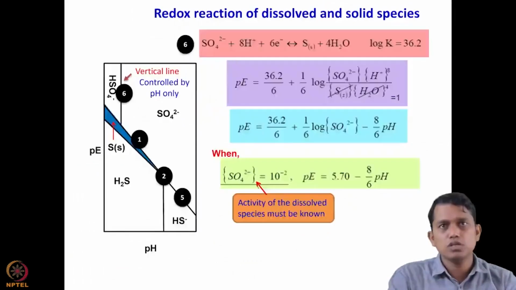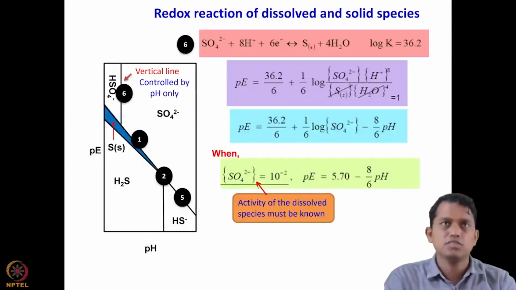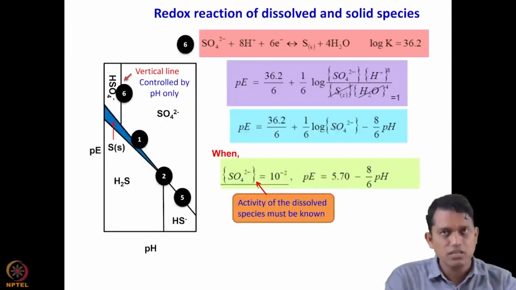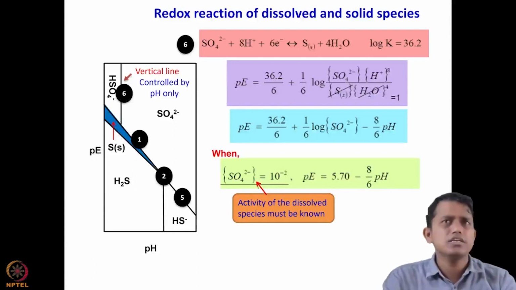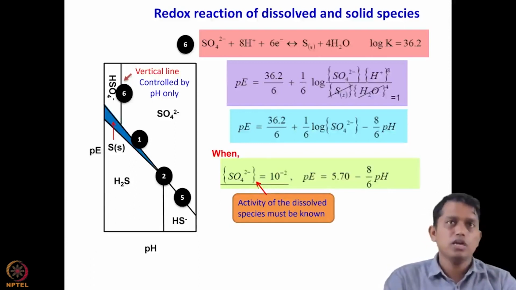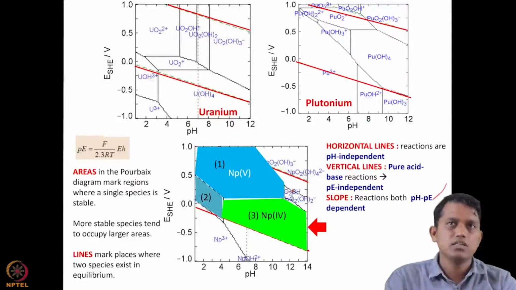And I would like to request you to try to draw these yourself, and you can take certain other equilibria also, certain pure equilibria in which the reaction is dependent on either proton or electron, or certain reactions in which both are playing a role. And you will try to draw this pH-pE diagram that will give you an idea about the stability fields of the particular species that you are interested in.